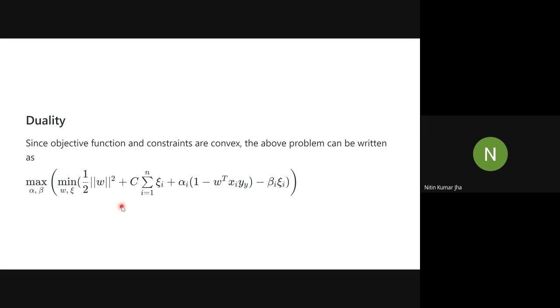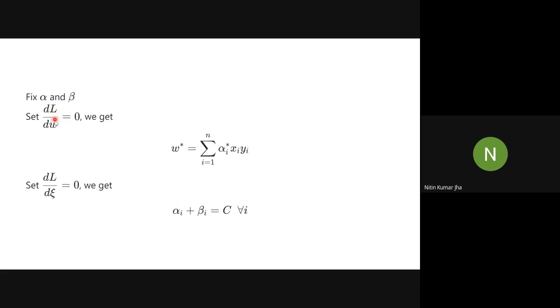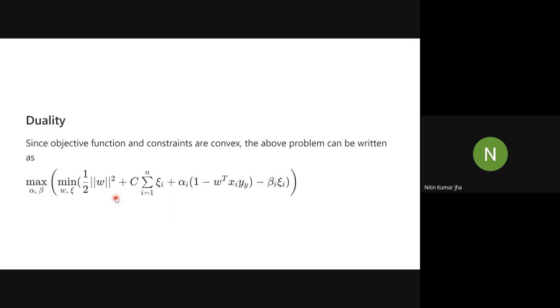Now, same thing. We will take the derivative of this Lagrangian function with respect to w and xi. Remember, now we have two variables, w and xi. If we set the derivative of the Lagrangian with respect to w to 0, we get w star as the same thing, the summation over alpha_i y_i x_i. So again, w star is a linear combination of the data points. But the good part is that not all data points come into the picture to define w star. For most of the data points, this alpha_i is actually 0. So w star is a combination of only some points of the data set, not all the data points.